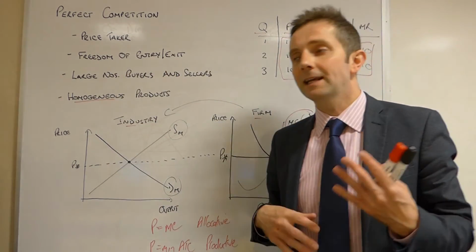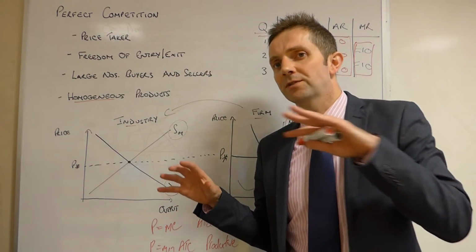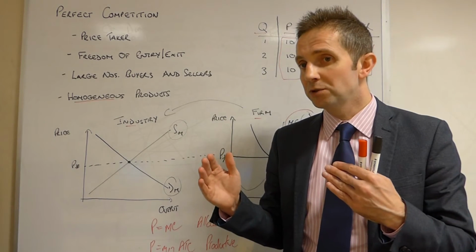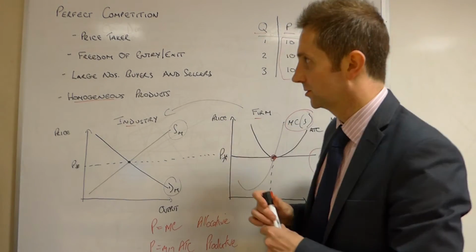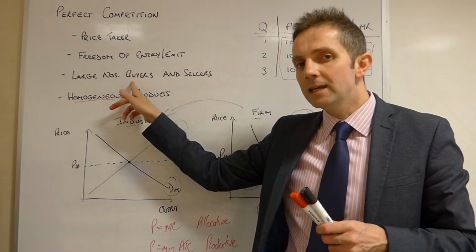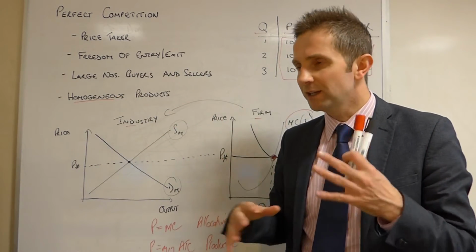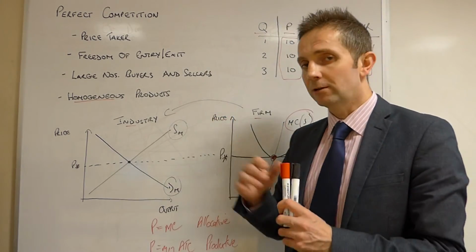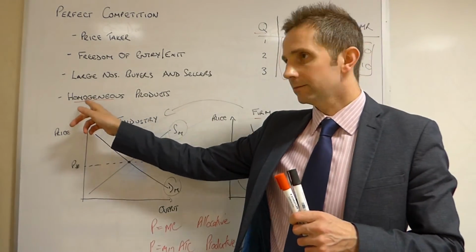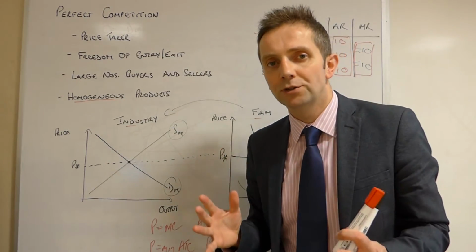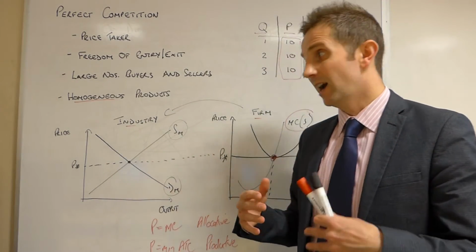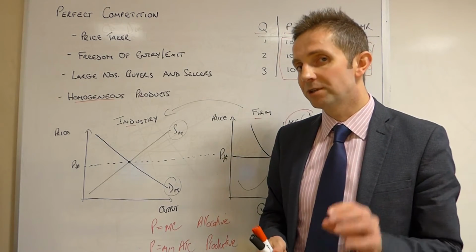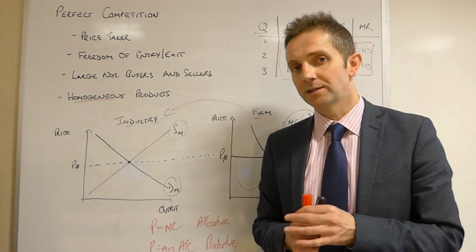There is freedom of entry and exit, so incumbent firms can get out of the market if they wish to, and also firms who see a profit opportunity can enter the market if they wish to do so. There are many buyers, small firms, so none of these firms are large enough to influence the market price, but there are lots of them, and there are many sellers. And then finally, each firm sells a homogeneous product, an identical product. So those are the key characteristics for perfectly competitive markets.